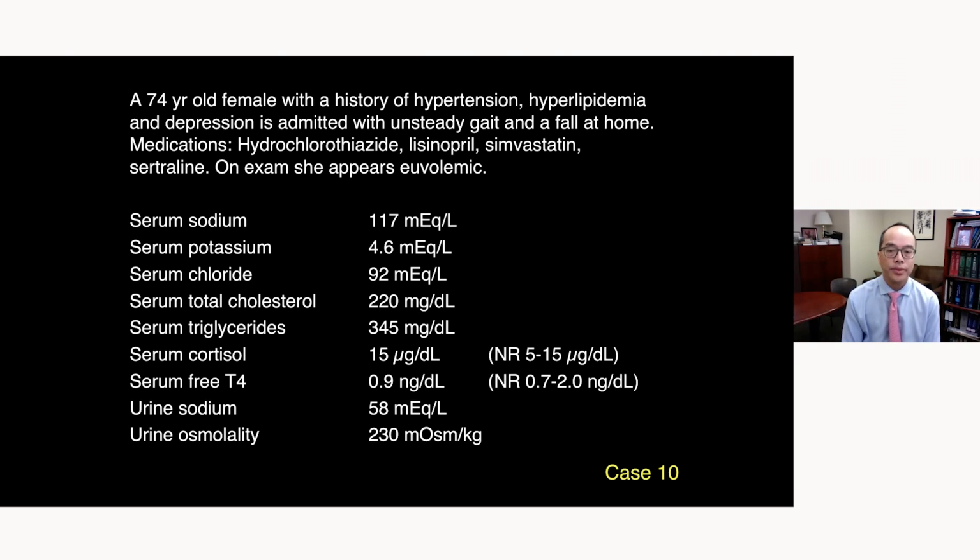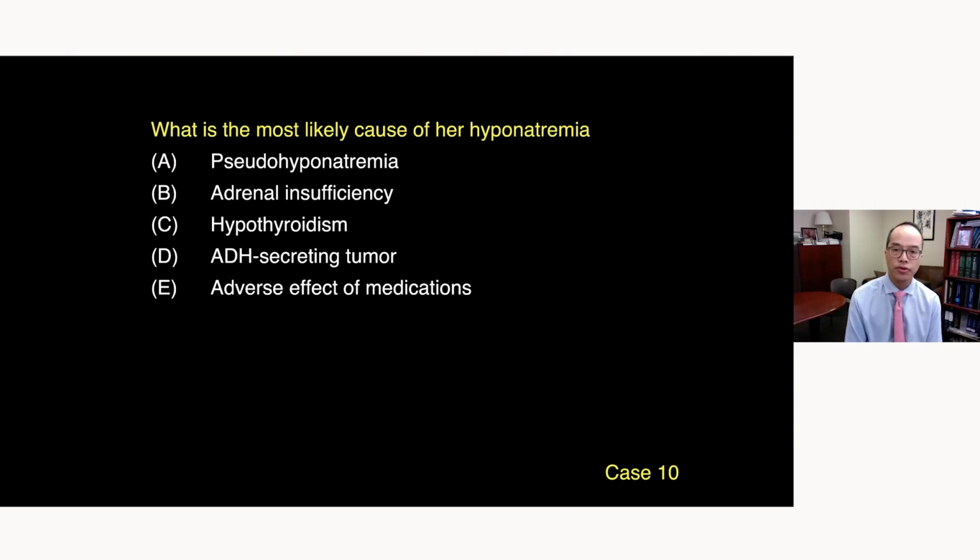Okay, next case, a 74-year-old female with a history of hypertension, hyperlipidemia, and depression. Her meds are hydrochlorothiazide, lisinopril, simvastatin, and sertraline. On exam, she appears euvolemic, and she has a sodium of 117, cholesterol of 220, triglycerides 345, cortisol of 15, T4 0.9, and her urine osmolality is 230 with a urine sodium of 58. What is the most likely cause of her hyponatremia?